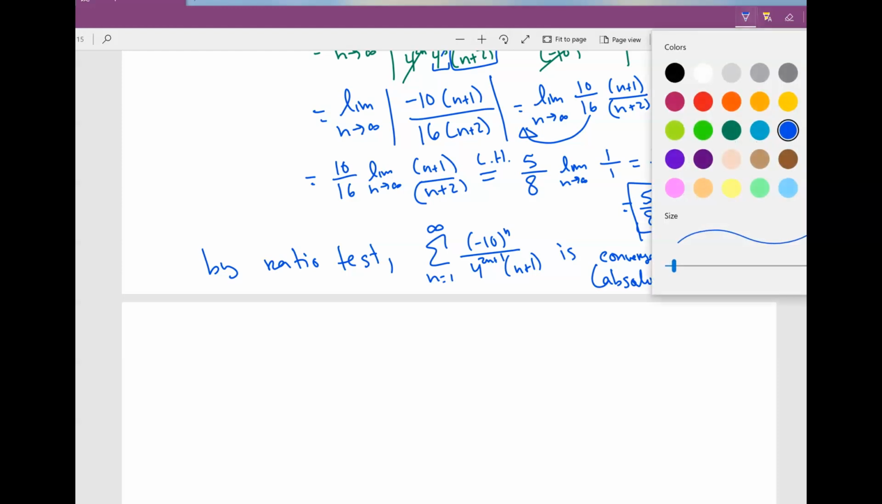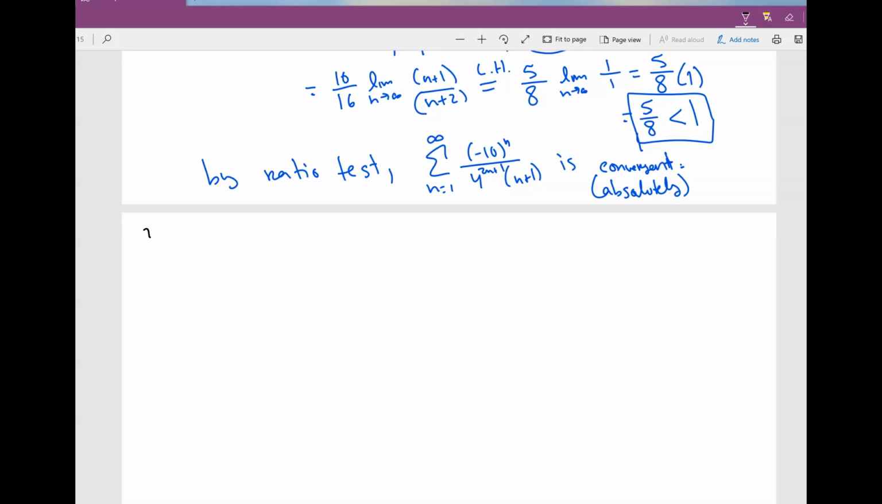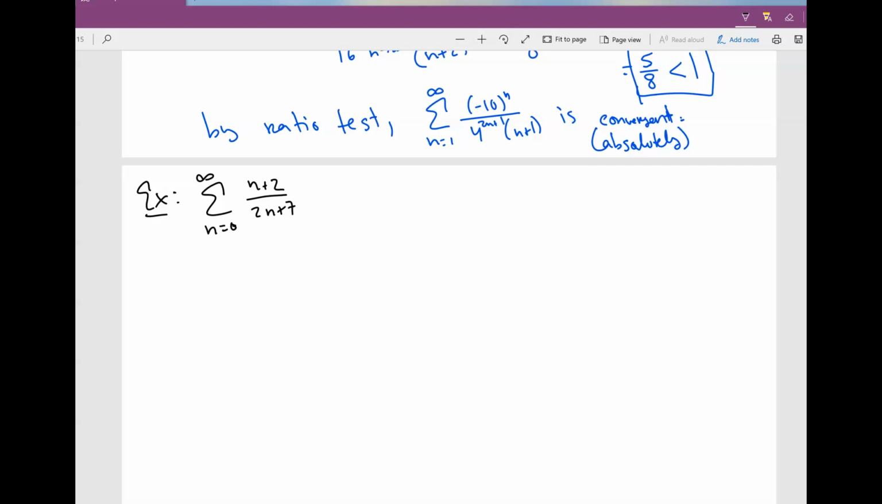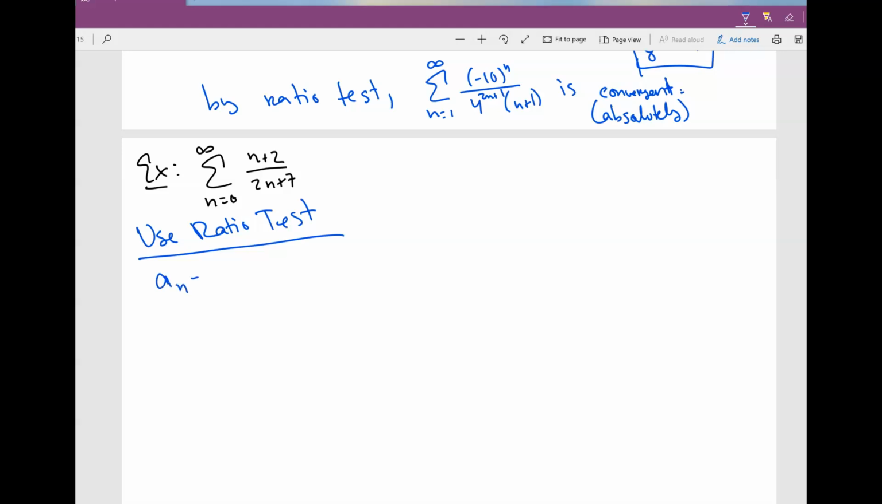Now let's do one last problem. Let's say you wanted to do the sum from n goes from 0 to infinity of n plus 2 over 2n plus 7. Now, could you use a ratio test? Absolutely, you can use a ratio test. So let's go ahead and try to use the ratio test. We have to figure out what a sub n is. A sub n is just going to be this one, n plus 2 over 2n plus 7.